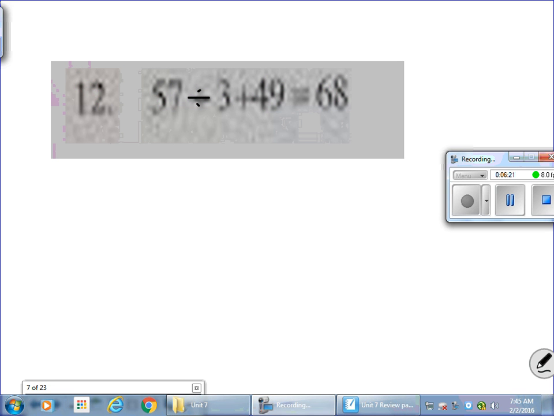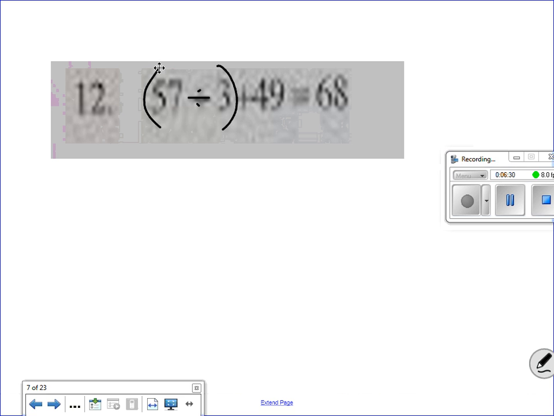Make sure we're pressing pause. 57 divided by 3 plus 49. I have to get to 68. Right now I have too big a number, so I'm going to have to do some dividing, right? I'm going to divide 57 divided by 3. If I divide 57 divided by 3, I'm going to get a 17. If I add 17 plus a 49, actually I'm not going to get 17, I'm going to get a 19. 19 plus 49, let's see what we get here. 68, that's how we're going to do it. That's where you're going to insert the parentheses. Next problem.